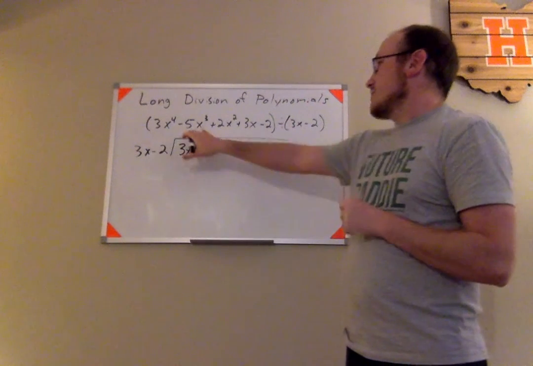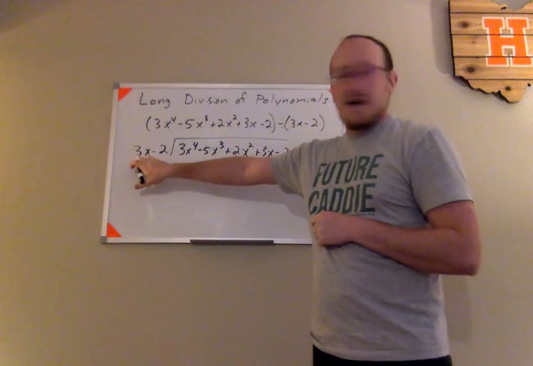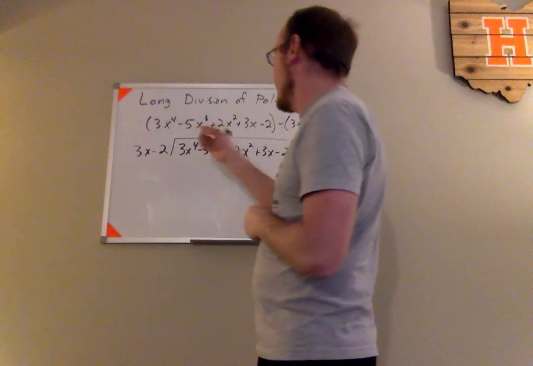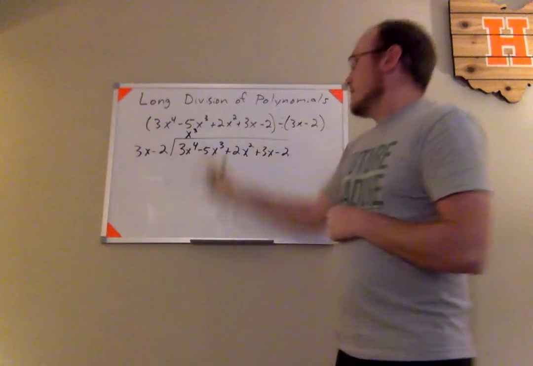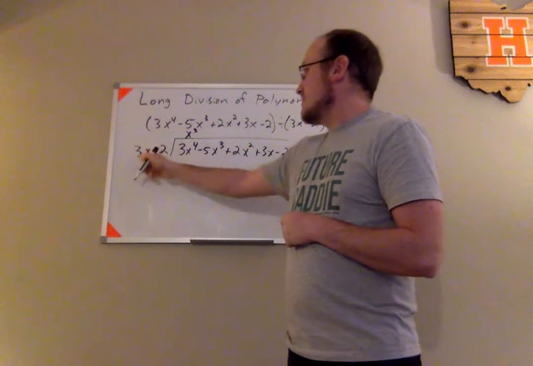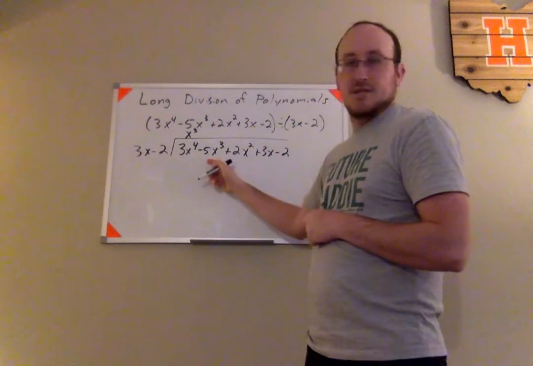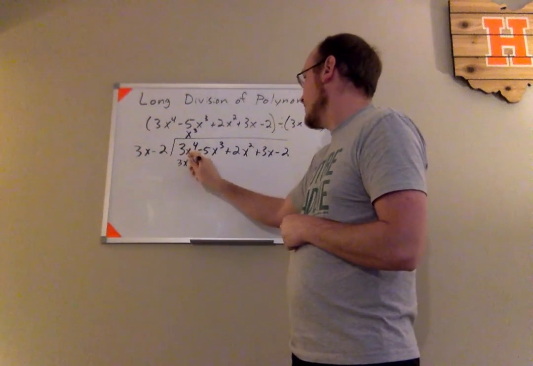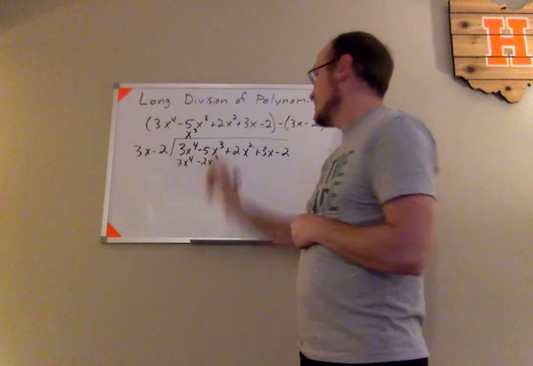So first we're going to figure out what to put up here so that when we multiply it by 3x, we will get 3x to the fourth. And that would just be x to the third. Once I figure that out, I'm going to distribute it down to both of these pieces and put those answers under the next two pieces here. So x to the third times 3x makes 3x to the fourth. x to the third times negative 2 makes negative 2x cubed.